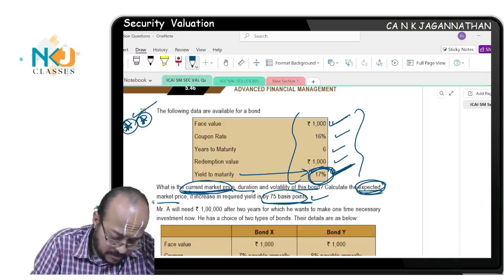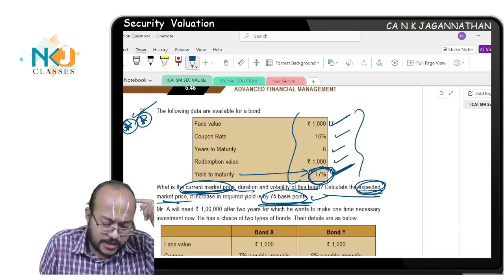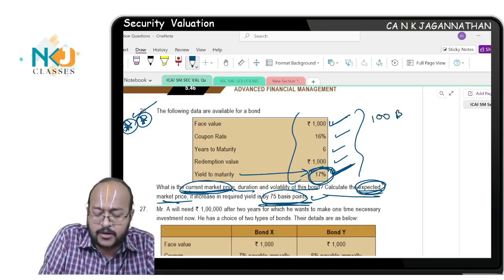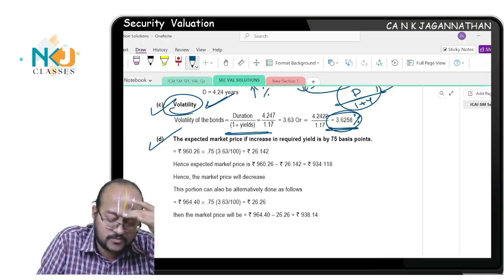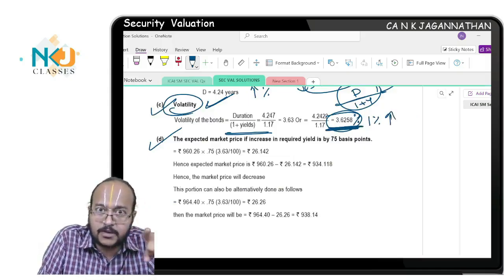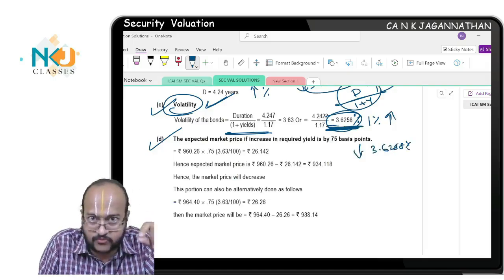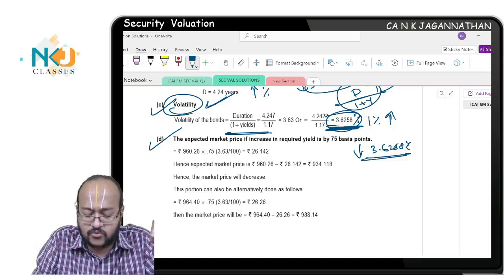What they were asking in part B: calculate the expected market price if the required yield increases by 75 basis points. 100 basis points is 1%, which means here 75 basis points is 0.75%. Very simple. If 1% YTM increases, now you tell me what will happen to the bond price. It will decrease by 3.6258%. Just now we computed this 3.6258%, correct? It will decrease by approximately 3.6258% for 1%.